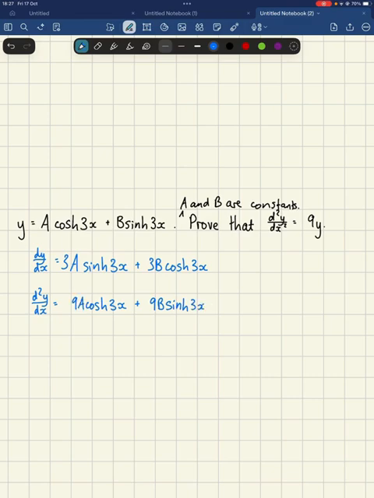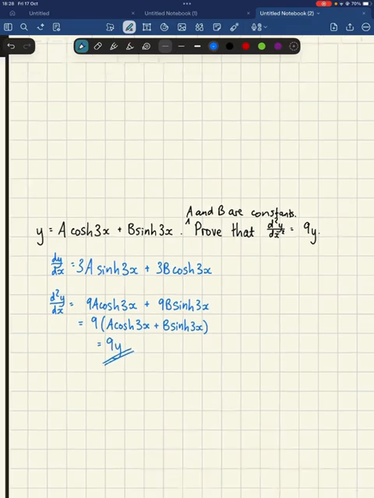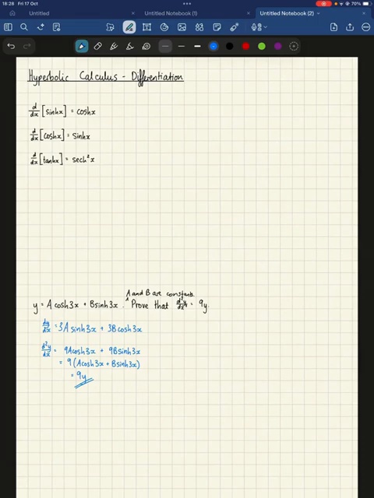Okay, we found the second derivative, but we had to show it's 9y. Well, y is a cosh 3x plus b sinh 3x, and we can see we've got that here. We've got the a cosh 3x and the b sinh 3x, and then we've got 9s on either side, so we can just factor the 9 out. So we get 9 times a cosh 3x plus b sinh 3x, so that's 9y. So we've proved that the second derivative is 9y.